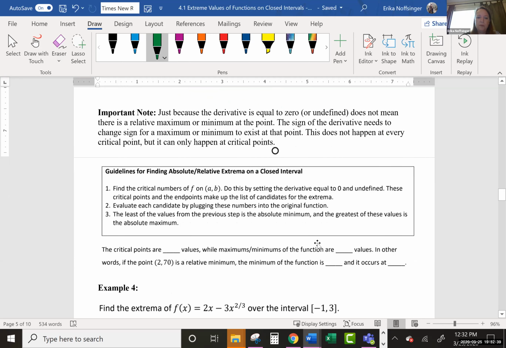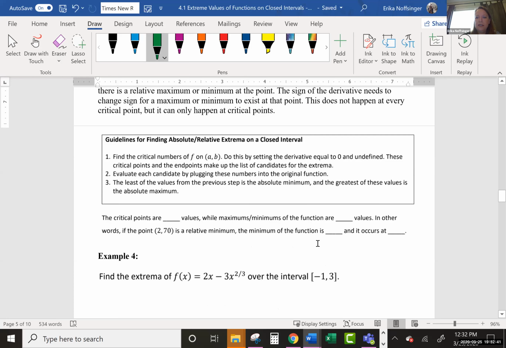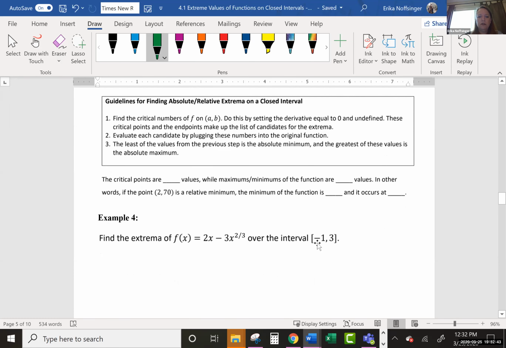But it has to be 0 or undefined to be a max or a min. So here are your guidelines, and this is, I believe, what we were doing yesterday. Guidelines for finding your absolute or relative extrema on a closed interval. You're going to find your critical values or numbers of f on your interval. Do this by setting the derivative equal to 0 and finding where it's undefined. These critical points and endpoints make up a list of candidates for the extrema.